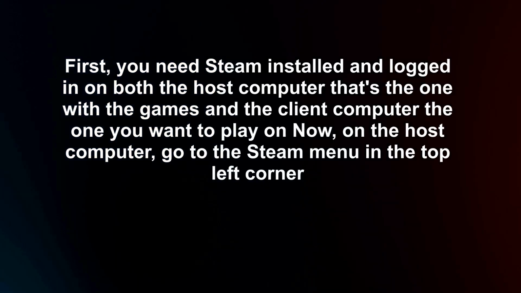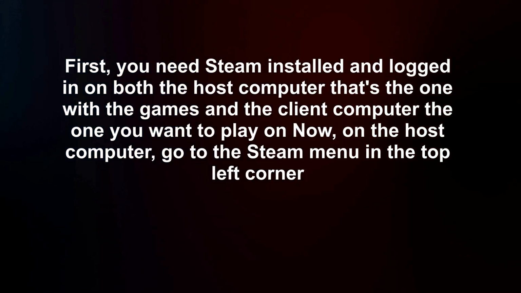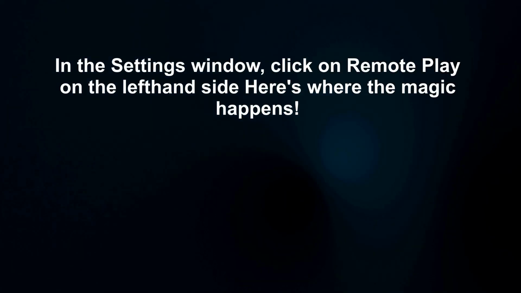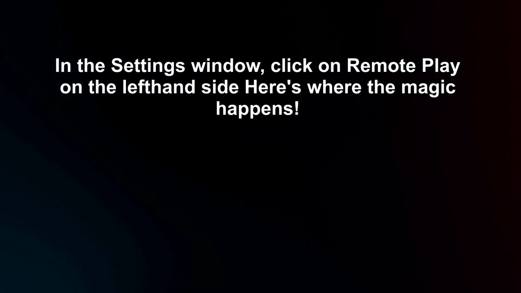On the host computer, go to the Steam menu in the top left corner. Click on Settings. This will open up the Steam Settings window. In the Settings window, click on Remote Play on the left-hand side. Here's where the magic happens.